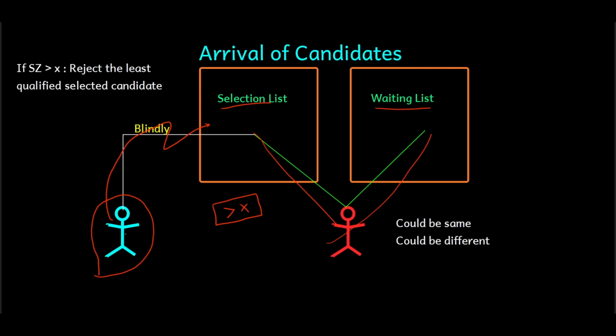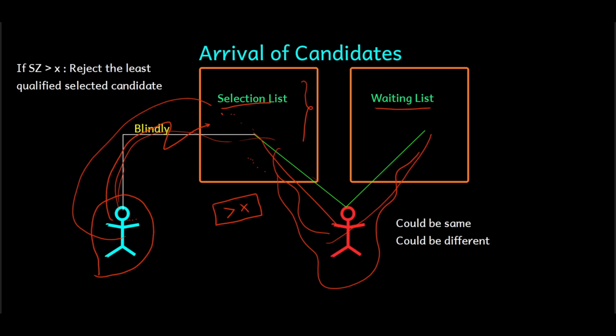Now this candidate that went in here might not be the one that came out, right? But we don't really care. If it is the one that has come out, then it means that its skill level does not match with the selected candidates. But even if it is not, it means that it has now replaced some candidate from here and that candidate should now go into the waiting list. So our job is done. So if the size is greater than x, we will reject the least qualified selected candidate. So this operation can be done in log n because all we are doing is one insertion here, one rejection here and one insertion here.